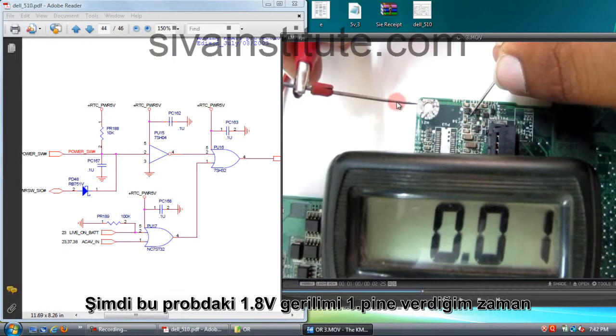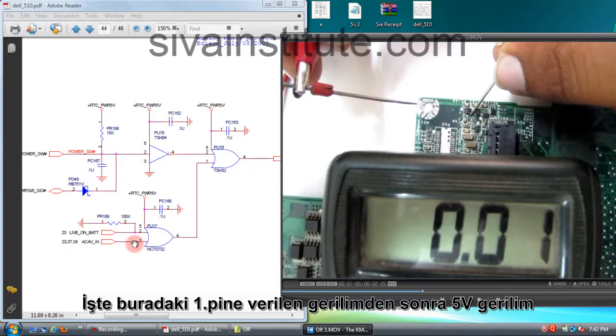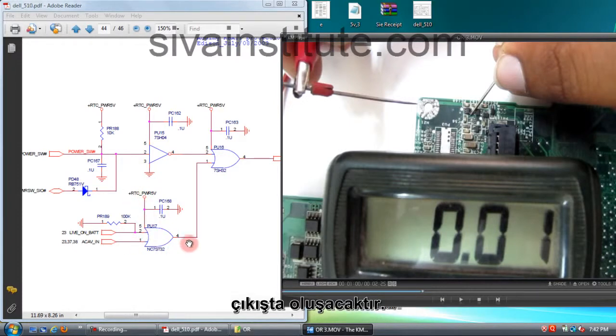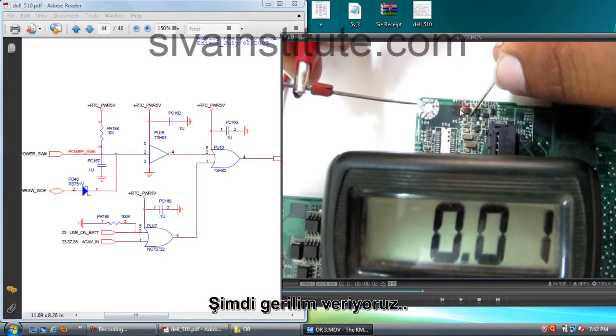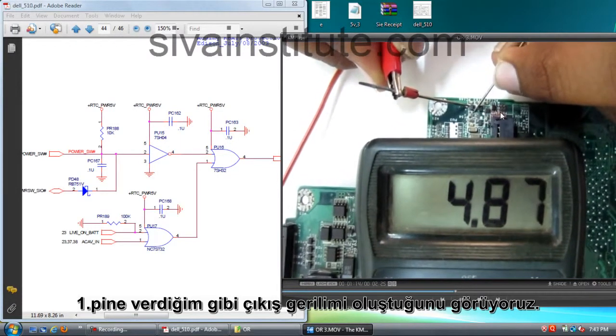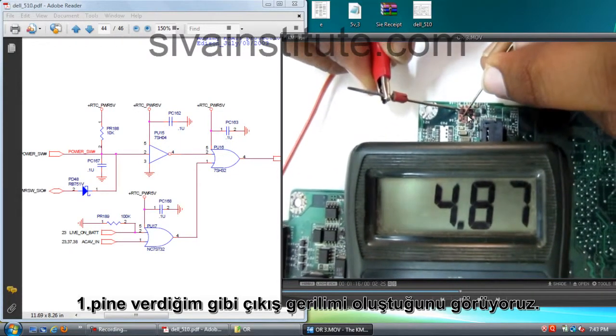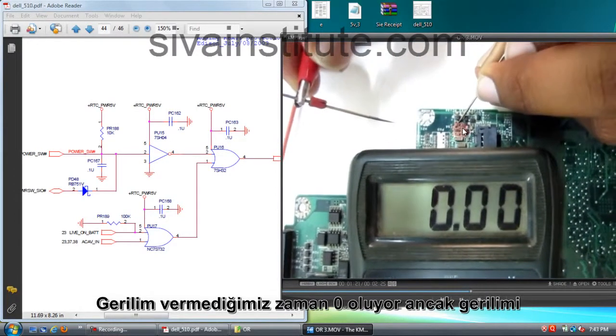This is 1.8 volts already. We have seen this voltage. We will give 1 volt here, on 1 or 2, and 5 volts comes out from this place. When we give voltage here, 5 volts comes out from pin number 4. This is pin number 4, no voltage at this point. I will give pin number 1 voltage here. See here, pin number 4 voltage is okay.